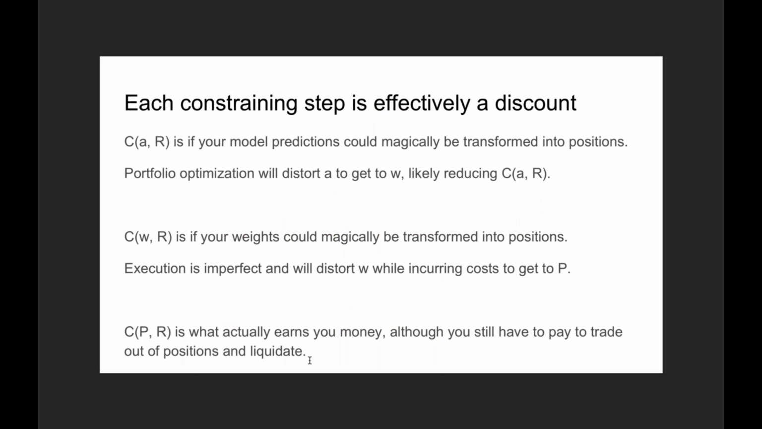You start with model predictions, and if they could magically be transformed into positions, then all you would care about is the correlation between your predictions and future returns. That's not the case. So you have to optimize to get to weights, and if those could magically be transformed into positions, that would be fine, but they can't. So you have to execute and get to real portfolio positions. And then, and only then, if there's remaining correlation that hasn't been stripped away, will you make money. So you have to start from a pretty good place in terms of predictiveness to get down to a place where you're still making money.